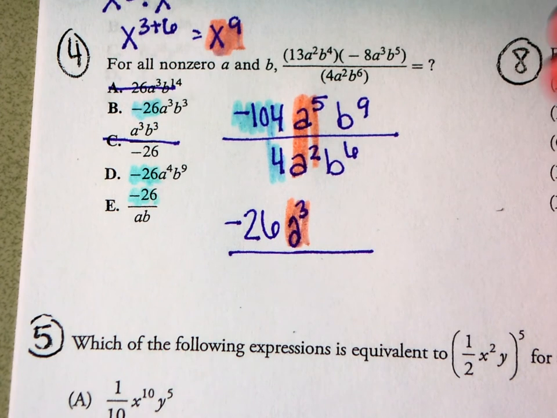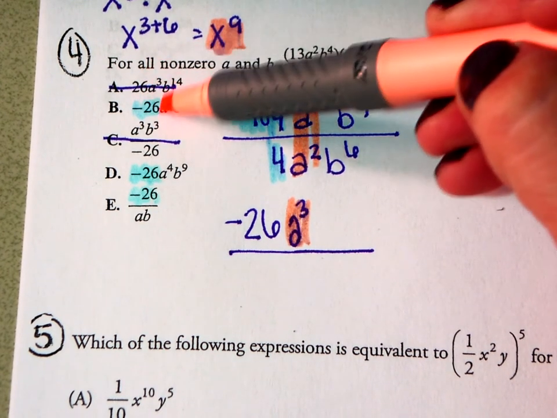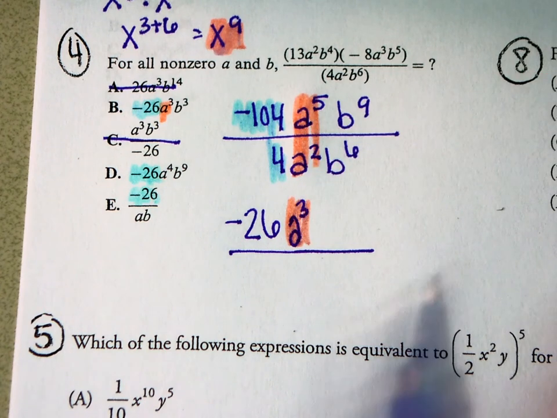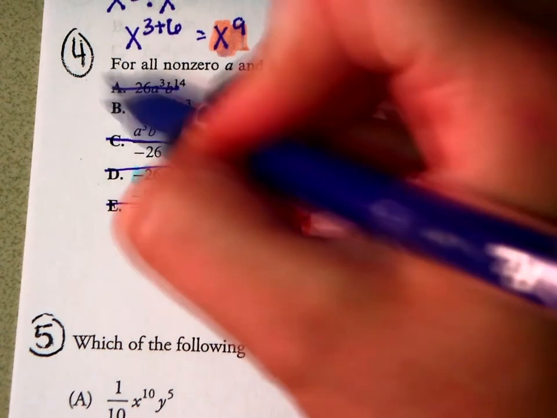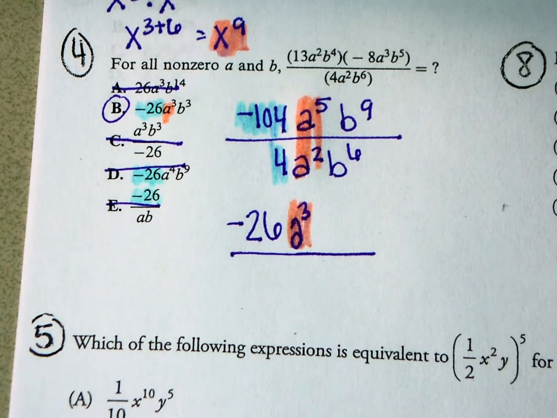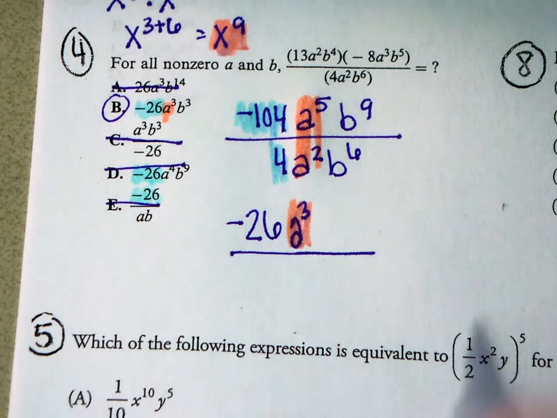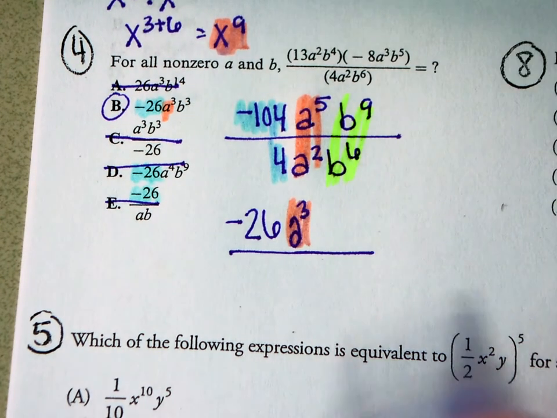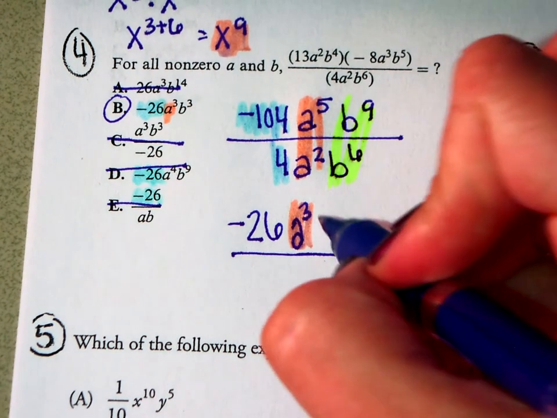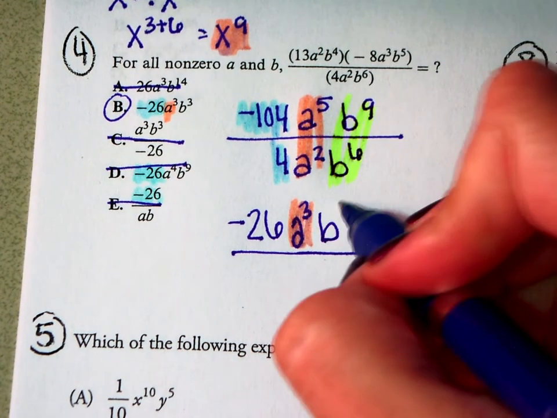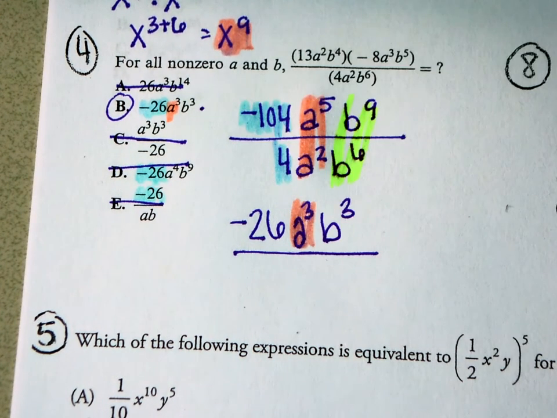I'm going to look at my answer choices and see, okay, I've got a to the 3 here, and that's it. Nowhere else do I have a to the 3. So you know what? I found my answer. But we can continue to finish the problem just to make sure we know what we're doing. Again, right here, let me grab another highlighter color. I see that I have a b to the 9 over b to the 6. Well, the 9 is larger in the numerator, so that means b will stay up top. 9 minus 6 is 3, which is, again, answer B.